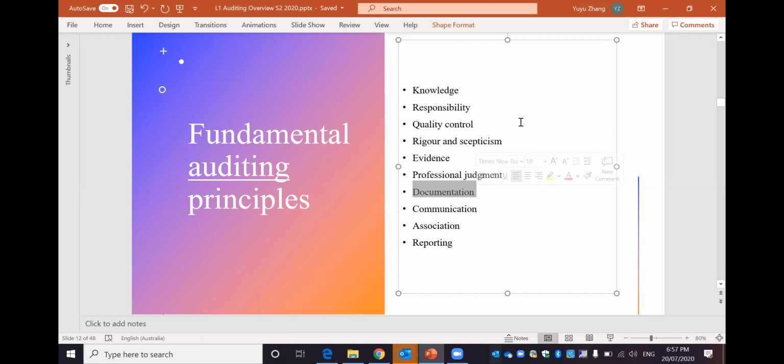Documentation. Once you finish engagement, everything should be filed, documented, because documents is also the evidence of your audit evidence. So if the inspectors, if the regulators want to see, have you done a good job, they are going to check your documents.